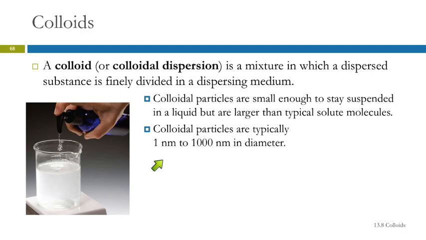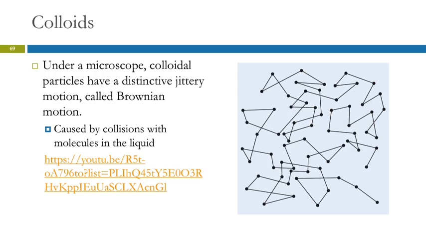Colloid particles are typically around 1 nanometer to 1,000 nanometers in diameter, which is significantly larger than most ions and molecules that form solutions. If we look at the particles in a colloidal suspension under a microscope, they are large enough that they can actually be seen. And we observe a jittery motion. It's just jiggling all over the place. It's called Brownian motion, and it's caused by collisions of those particles with molecules in the liquid.